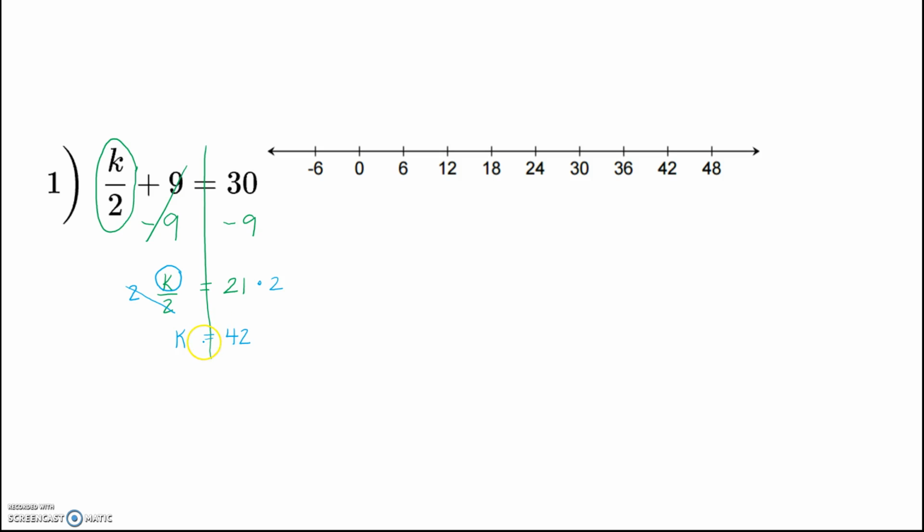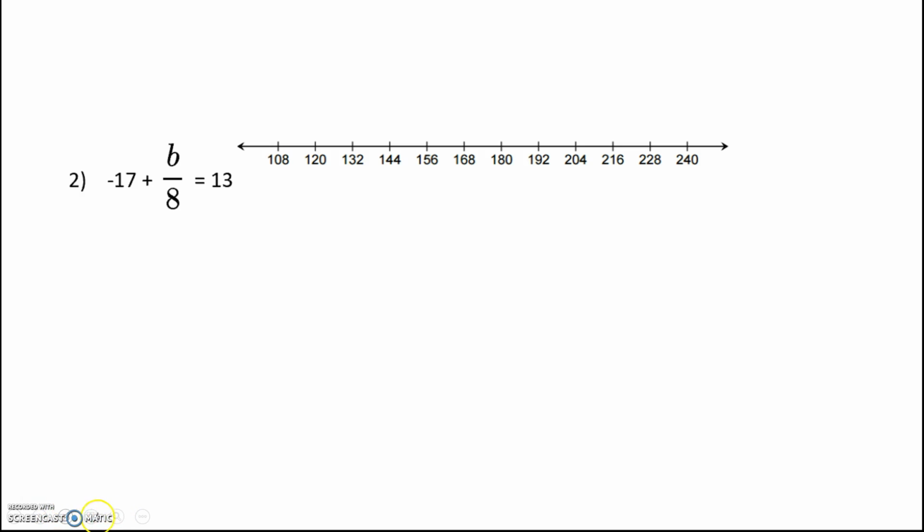Since this is an equation with an equal sign in it, there is only one answer to our equation. So we are going to put a closed circle or a point at 42. That is how we're graphing it. An open circle would mean that it's not equal to that number, but this is, so please make sure your circle is closed.